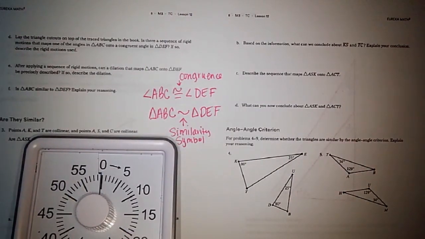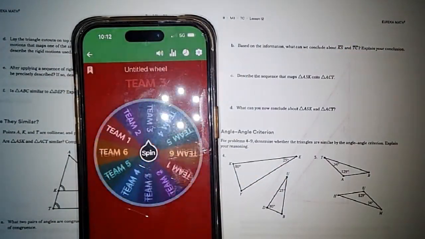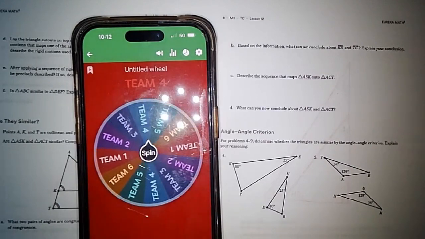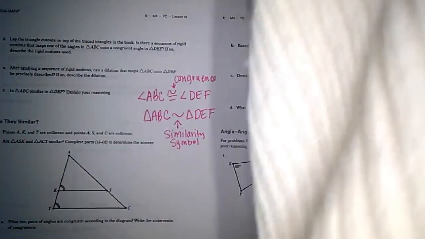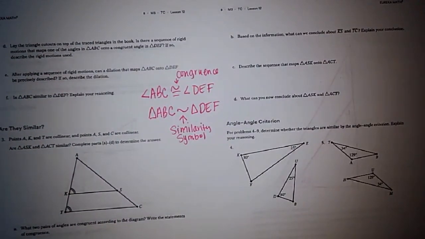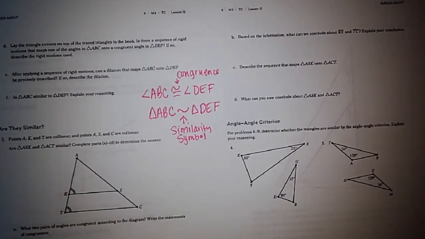Okay, stop. Here we go. Let's see what team's going to give me my A answer. Team 4. Okay, so everybody quiet. So we're just giving the A answer. What two pairs of angles are congruent according to the diagram? Write the congruent statements is basically what it says. So give me my congruent statements, seat number 2.